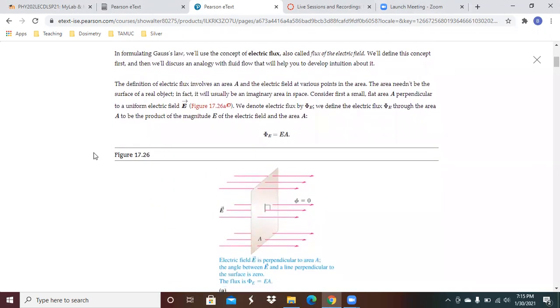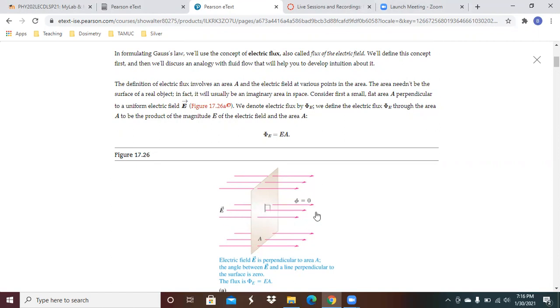Electric flux. In formulating Gauss's law, we're going to use the concept of electric flux, or flux of the electric field. We're going to define it, and then we're going to use an analogy of fluid flow that might make it a little bit more intuitive for you. So the definition of electric flux involves an area A and the electric field at various points in the area. You can see here in figure 17.26, we've got our area A, and we've got electric field lines that are coming through it.